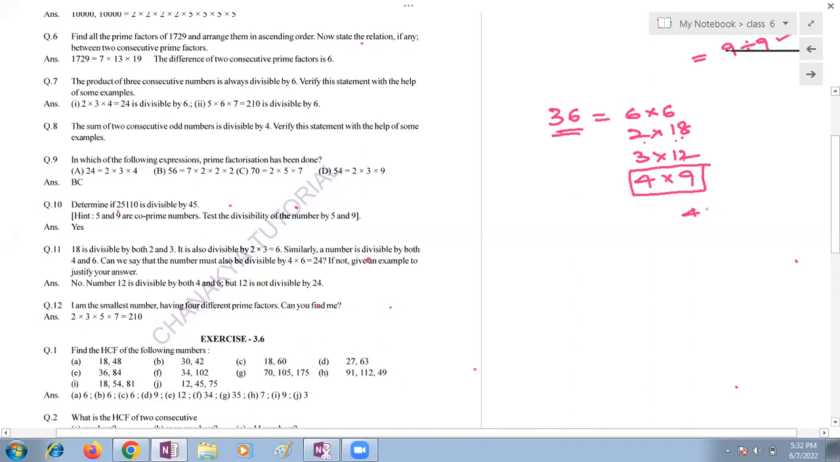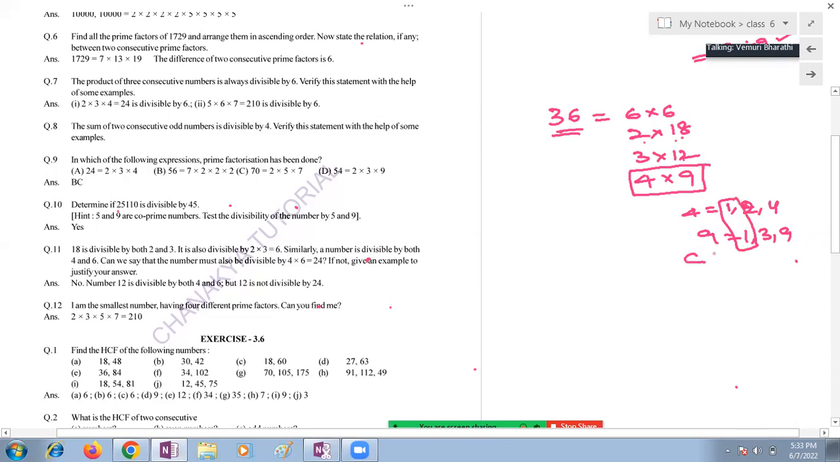Why? Because the factors of 4 are 1, 2, 4, and the factors of 9 are 1, 3, 9. The common factor is 1 here, so 4 and 9 are co-primes. If two numbers are co-primes, then a number is also divisible by their product. 4 nines are 36. If you want to make the 36 divisibility rule, it should be true for the 4 rule and it should be true for the 9 rule. Then we can say it is exactly divisible by 36.